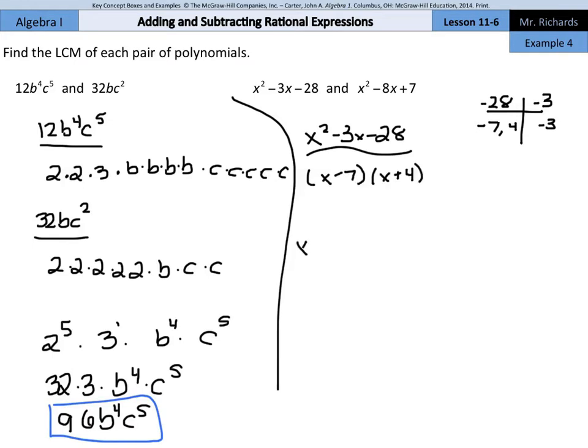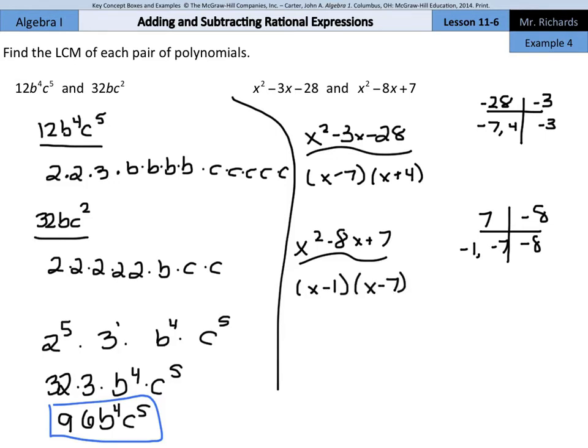What about the x squared minus 8x plus 7? Well, we're looking for a product of 7 that adds up to be negative 8. Well, the product of 7, negative 1 and negative 7 do add up to be negative 8. So this would be x minus 1 times x minus 7.